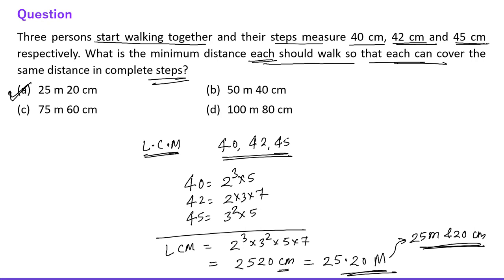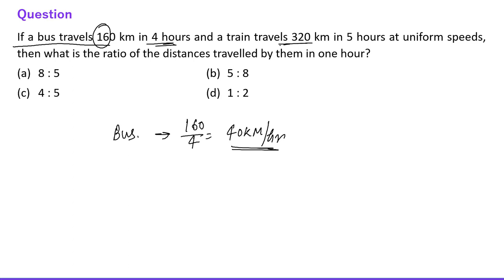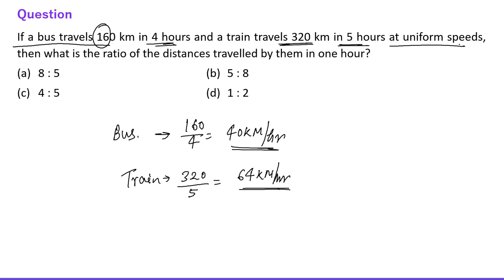Next question says, if a bus travels 160 kilometers in 4 hours, it means what? 40 kilometer per hour, right? This is the speed of bus. And a train travels 320 kilometers in 5 hours. So the speed of train will be what? 320 kilometers in 5 hours. So this is 64 kilometer per hour.